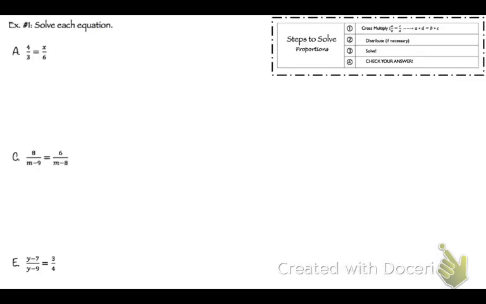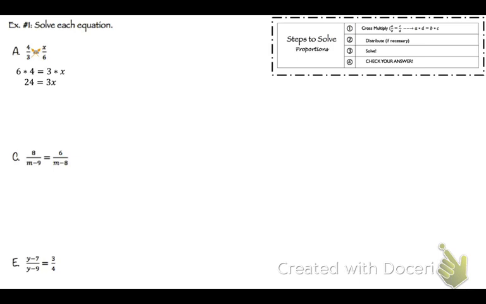So let's look at example A. My first step on this, we have two fractions. We have a fraction on the left side, a fraction on the right side, so I want to get rid of those fractions. The easiest way to do that when you only have two is to cross multiply. So I'm going to multiply 6 times 4 and 3 times x. Okay, 6 times 4 is 24, 3 times x is 3x.